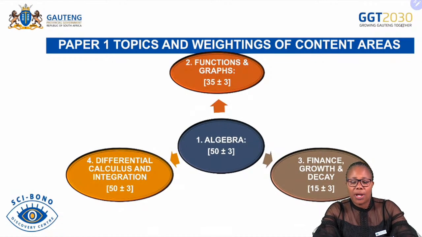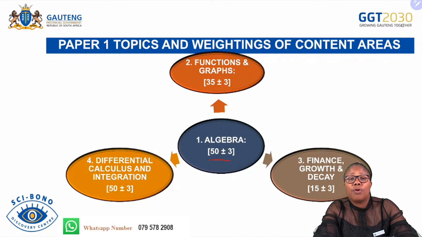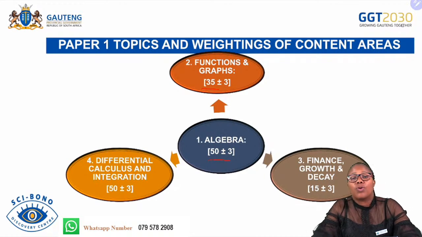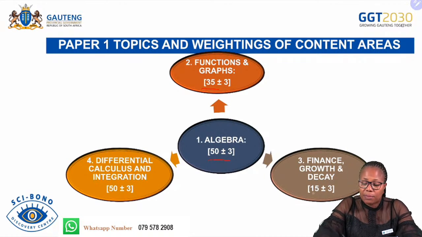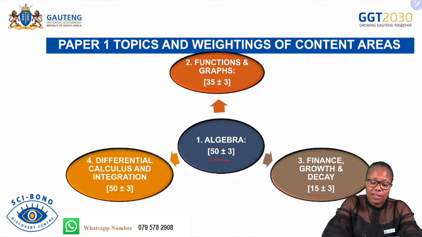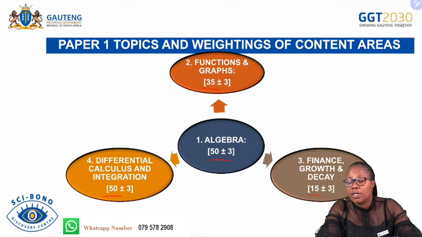That is algebra, and the algebra is carrying 50 plus minus 3 on your paper 1 out of 150. And then secondly, we are having functions and graphs, which contains 35 plus minus 3 on your paper 1. And then we have finance, growth, and decay, which is 15 plus minus 3. And then we have differential calculus together with the integration. Those take 50 plus minus 3, grade 12. Therefore, you can see now which topics carry more marks on paper 1.